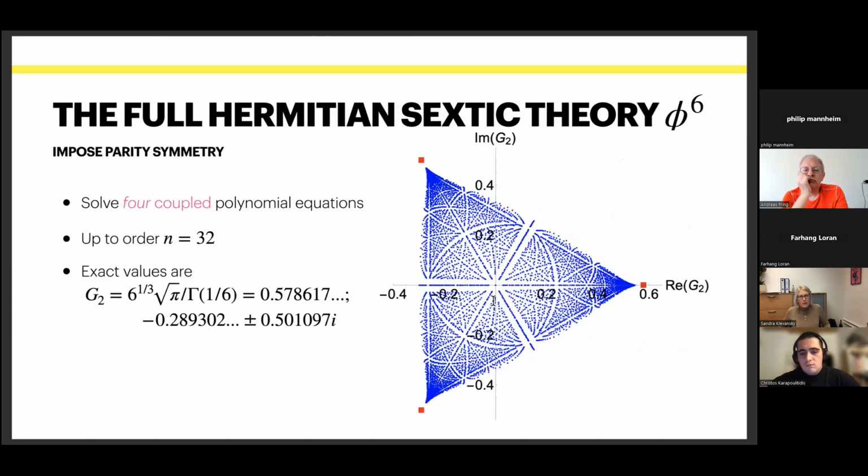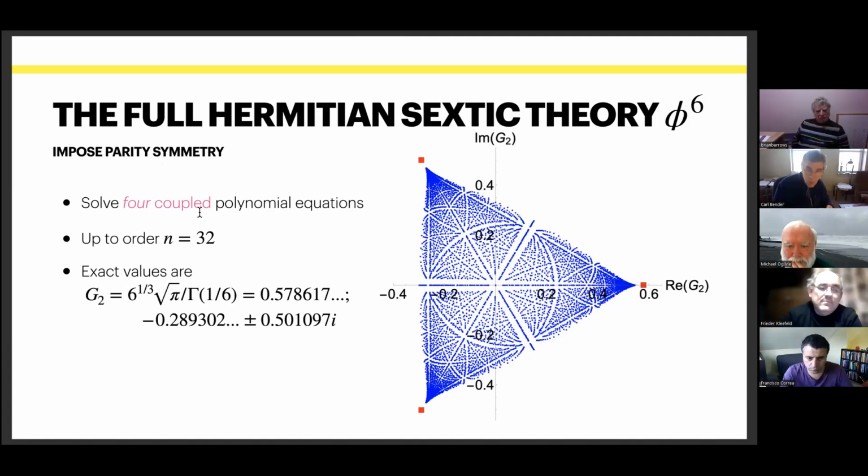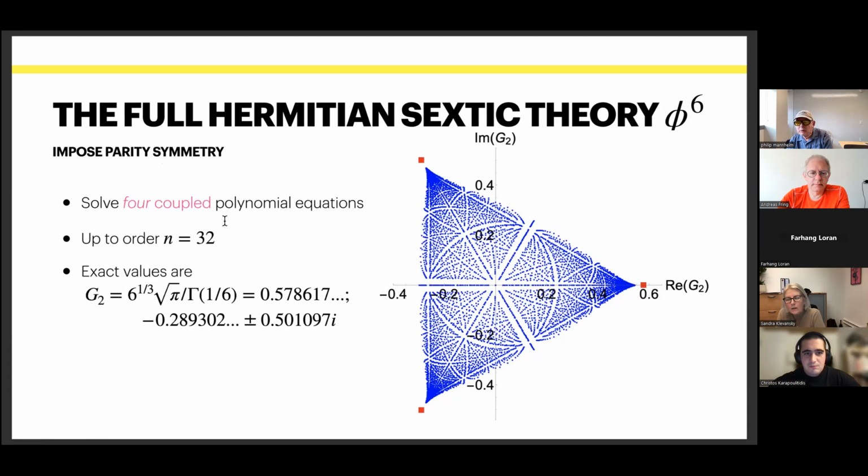then the last example that I've brought along is the one of the full Hermitian sextic theory. In this case, we've imposed parity symmetry simply because it makes it a little bit simpler. But this leads to four coupled polynomial equations which have to be solved simultaneously. And if you do that, then you see a similar structure to the structure that we had found for the phi to the fourth. So if you're looking along the real axis here, you see that there are solutions which are approaching the actual exact solution monotonically, but they're not getting there.